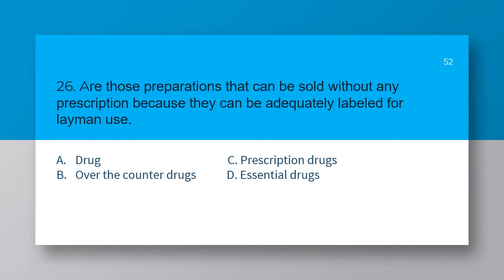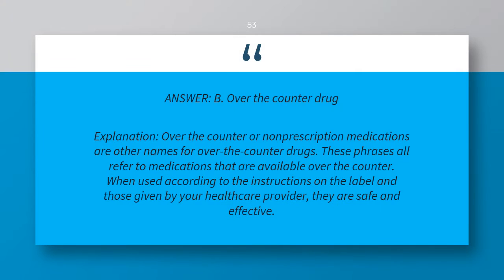Number 26. Are those preparations that can be sold without any prescription because they can be adequately labeled for layman use? Answer is B. Over-the-counter drug. Over-the-counter drugs or non-prescription medications are other names for over-the-counter drugs. These phrases all refer to medications that are available over the counter. When used according to the instructions on the label and those given by your healthcare provider, they are safe and effective.